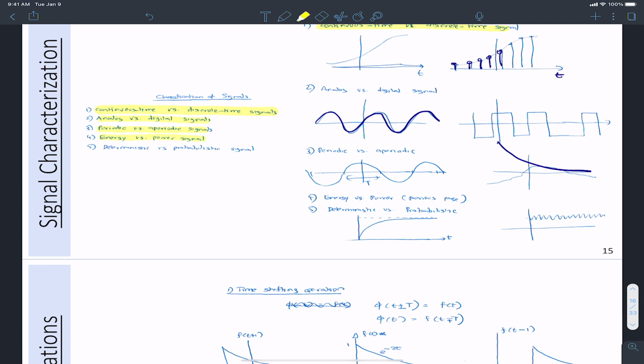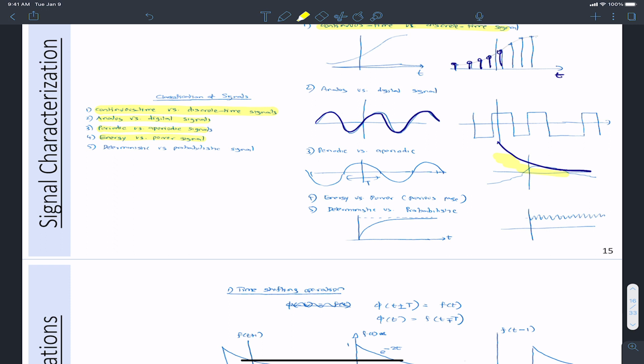Energy versus power signal. We saw what is energy. We have seen many energy signals, especially the exponential signal itself, that is an energy signal, whereas a power signal is a periodic signal once again. So these are the different this versus that. Mostly, if you look at it, it's for periodic and energy type of signal.